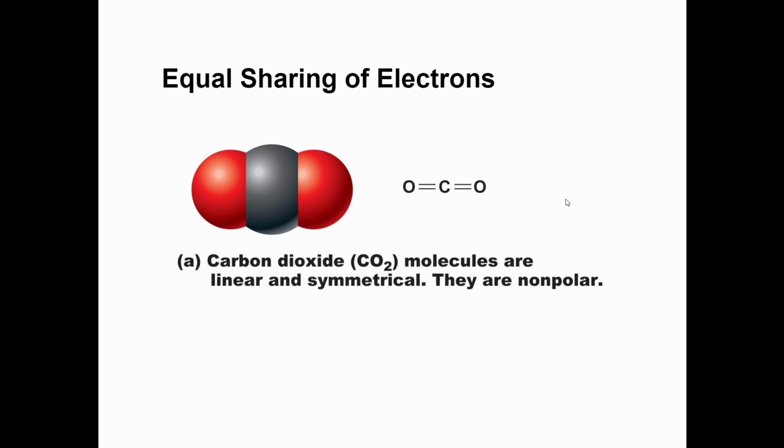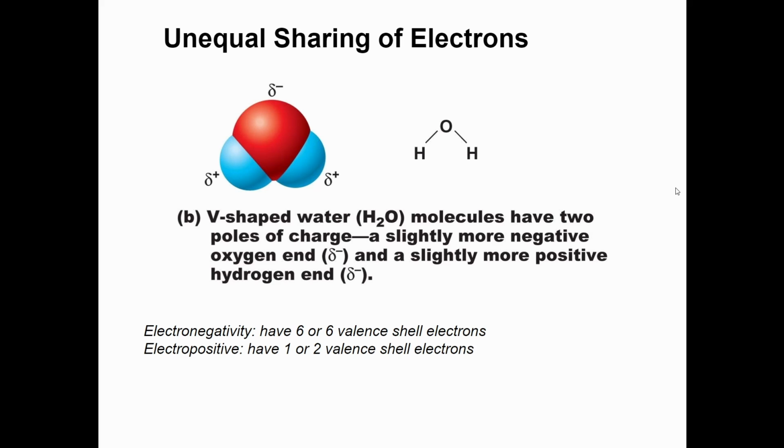Carbon and the 2 oxygens are about the same size, and so they don't exert more or less force on the electrons that they share. So the electrons tend to hang out kind of right in the middle between the atoms. That's a much more symmetrical arrangement than we see here with the unequal sharing of electrons.